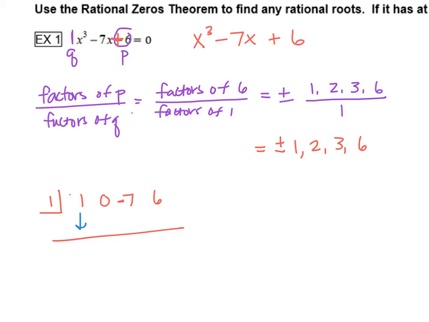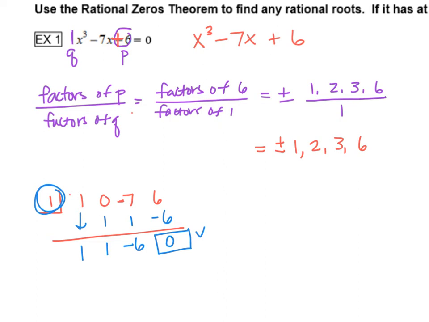Alright, so then we do our synthetic division that we did in our last lesson. You start by just adding down your first number, then you multiply. 1 times 1 is 1, 0 plus 1 is 1, 1 times 1 is 1, -7 plus 1 is -6, -6 times 1 is -6, and when you add that you get a 0. Now if you get a 0 here, that means that it worked. That means that that 1 is a rational root.